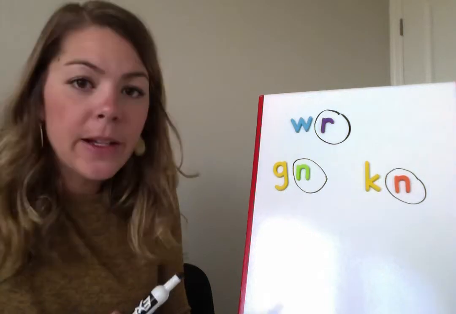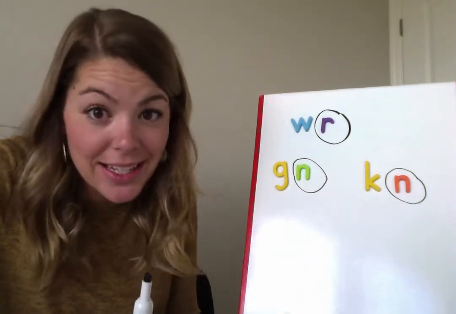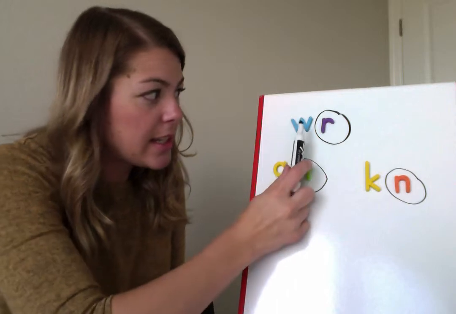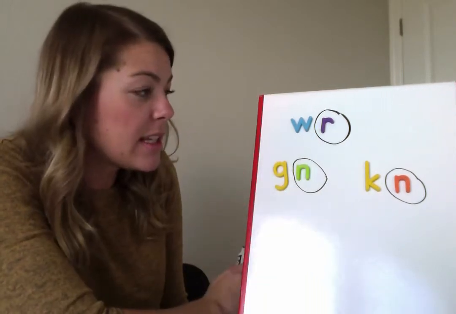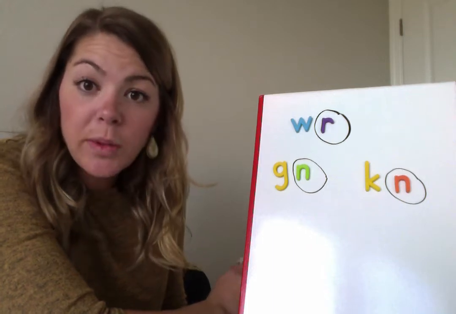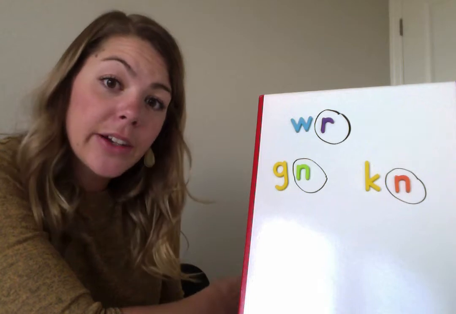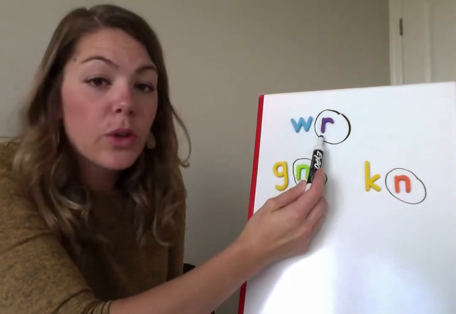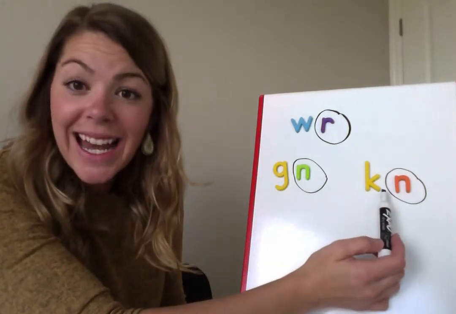So if you're noticing, all of these have a letter at the beginning that doesn't make any sound. The second letter is the one that makes the sound. So silent G, silent W, silent K. Alrighty, so you might see some of these in books that you're reading, and you might notice that the first letter is not making any sound. It's a silent letter or a ghost letter, and the second one is the one that you're hearing. For this one, you hear R. For these, you would hear N, and for this one, you would also hear N.